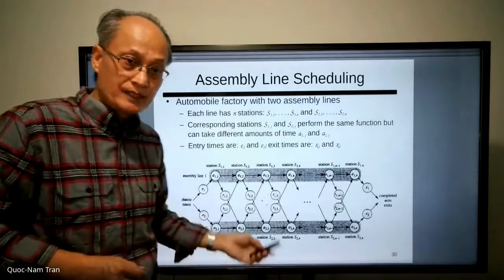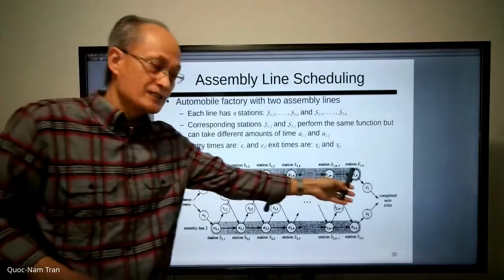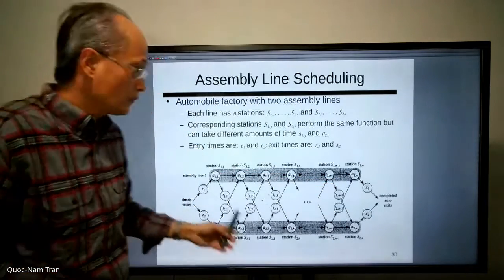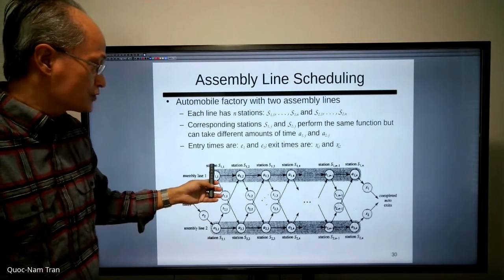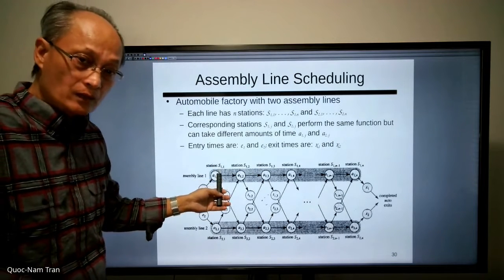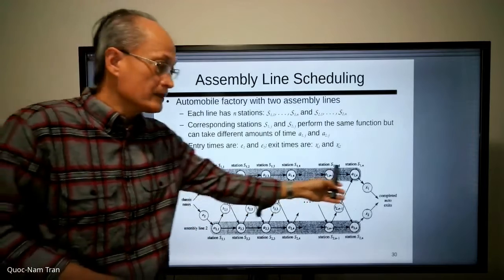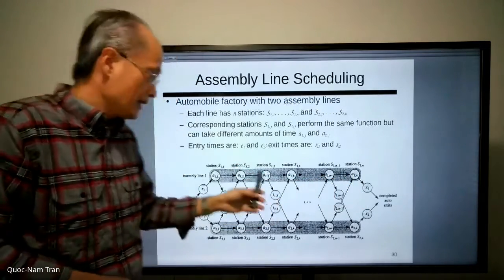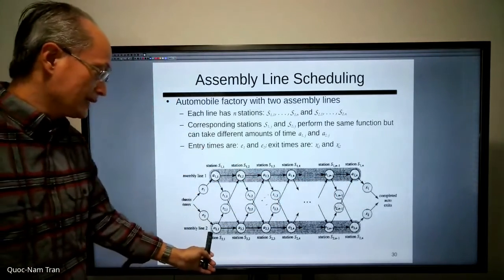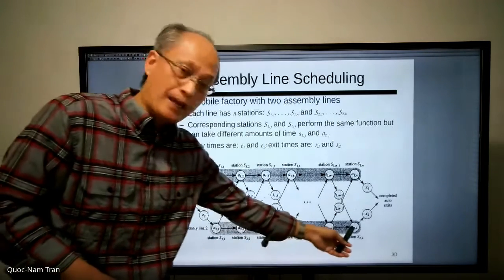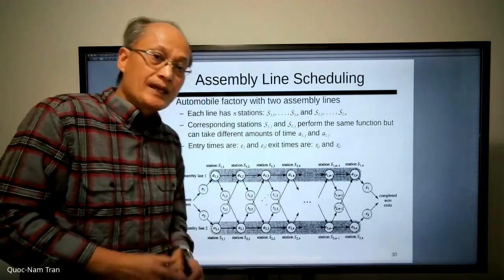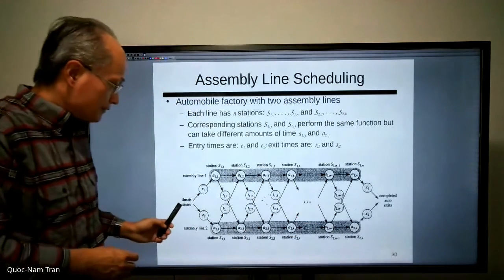So in general, we may have n stations, right? So here for assembly line 1, we have stations S11, S12 until S1n. And then we have the second assembly line that will have stations S21 to S2n. Okay?